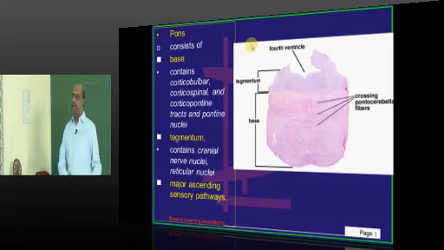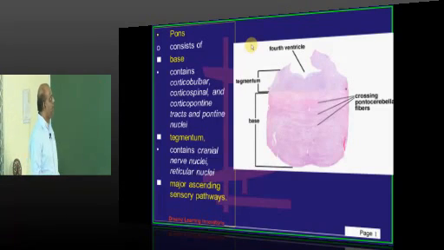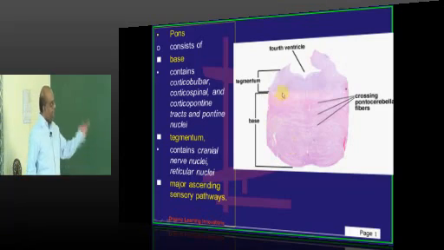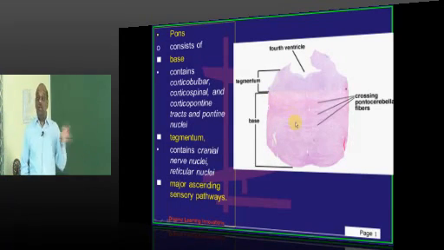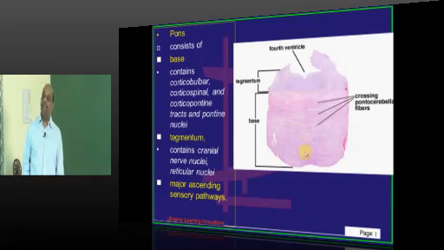Pons basically contains three parts. There is a base of the pons, there is a tegmentum of the pons, and there are some major ascending sensory pathways. There is no tectum for the pons. Tectum and tegmentum, both of them are there only for the midbrain.